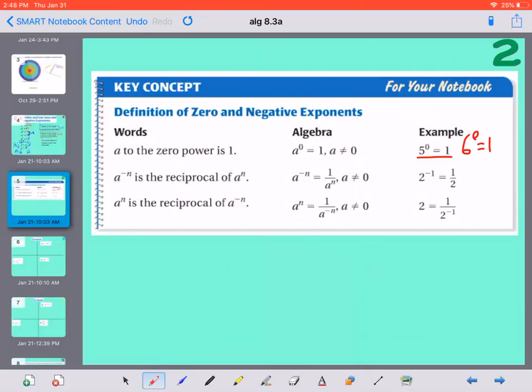If you see a number to a negative exponent, we're looking to see the reciprocal. So 2 to the negative 1, well, that's just the reciprocal of 2 over 1, which equals 1 over 2. Again, here the reciprocal of 2 would be 1 over 2 to the negative 1. So this could be confusing. We're going to do a lot of practice with these.